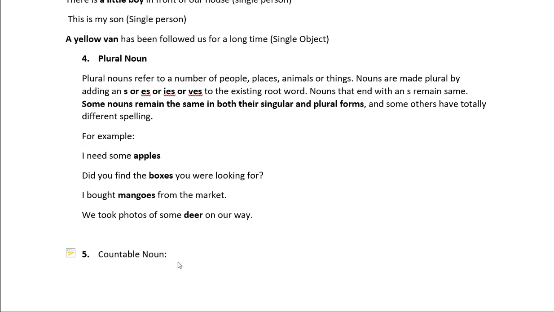So let me define it in simple words. Countable nouns are those nouns that can be counted or measured. So I hope you understood. Now let me give you examples.